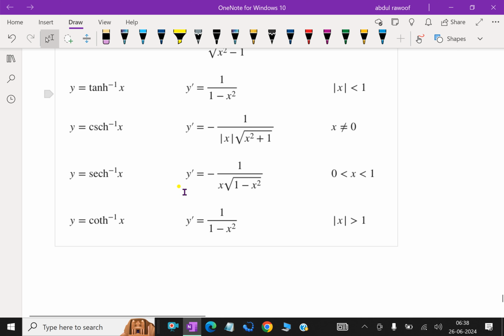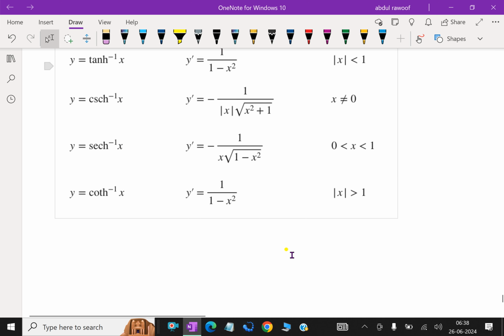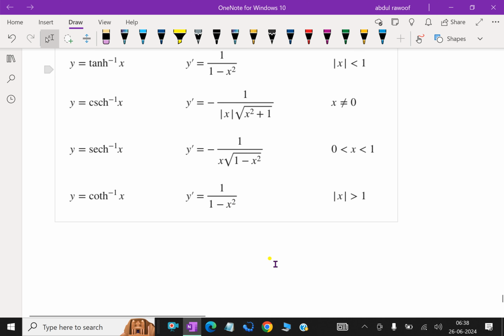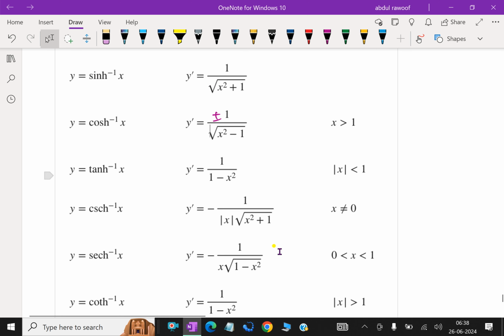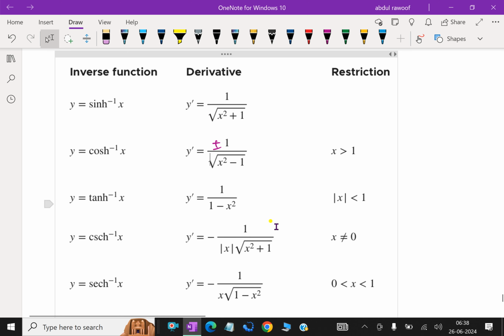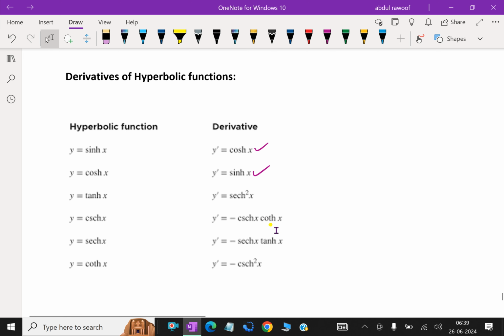The derivative of sech inverse x is minus 1 over x times the square root of 1 minus x square. Then the derivative of coth inverse x is 1 over 1 minus x square. The restriction is that modulus x should be greater than 1. So far we discussed derivatives of exponential, logarithmic, trigonometric and hyperbolic functions and their inverses.